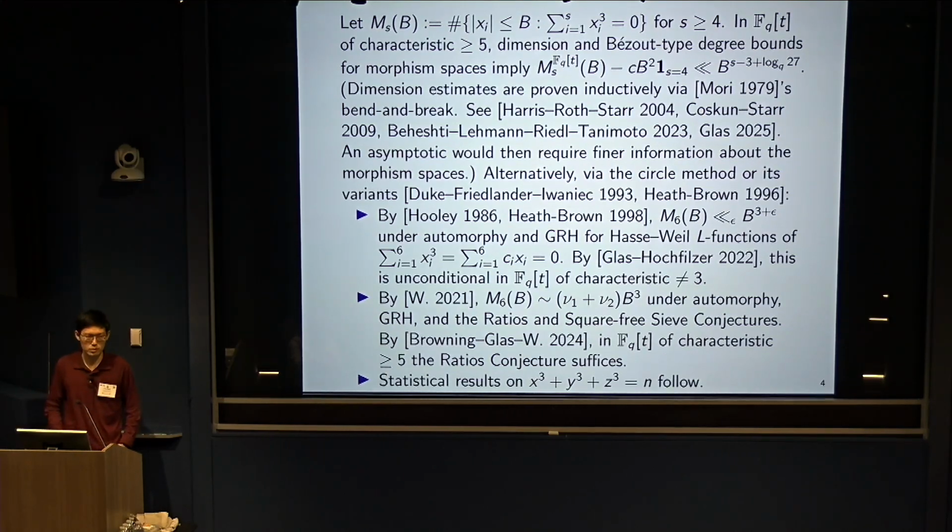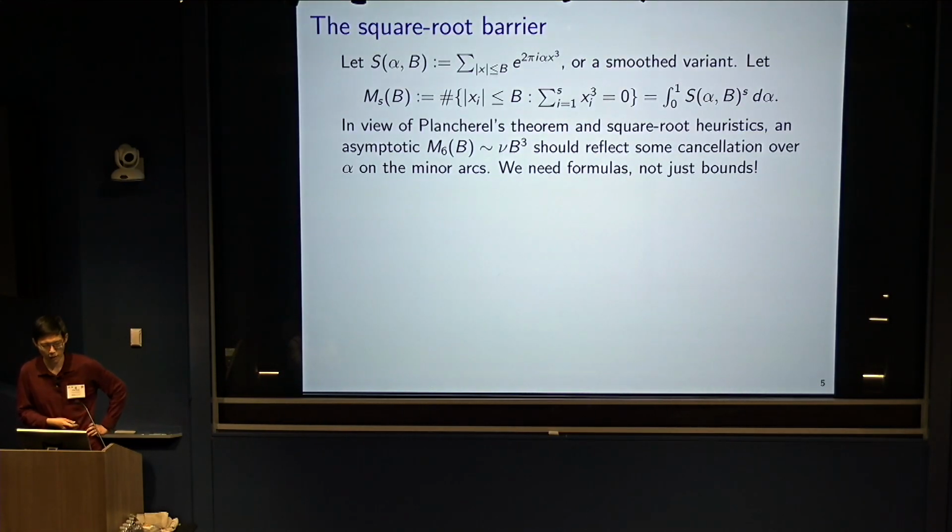Yeah, and I'll also explain that by second moment or variance analysis, you can get statistical results on sums of 3 cubes once you know enough about the M6. I'll say a little bit more about that later. Okay, so what's the circle method context?